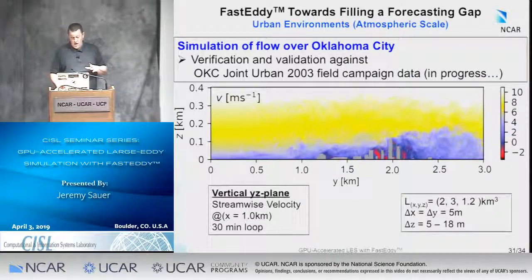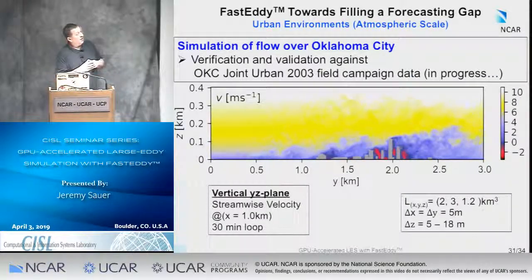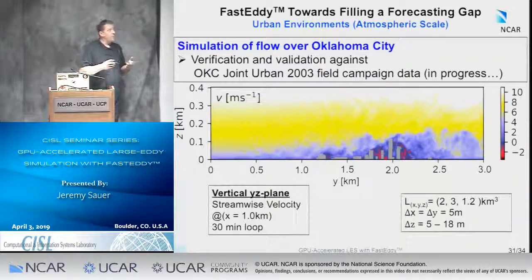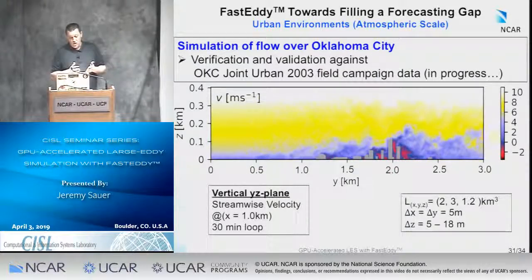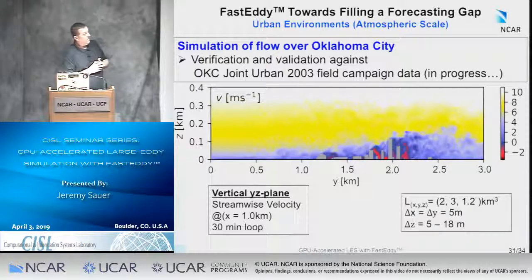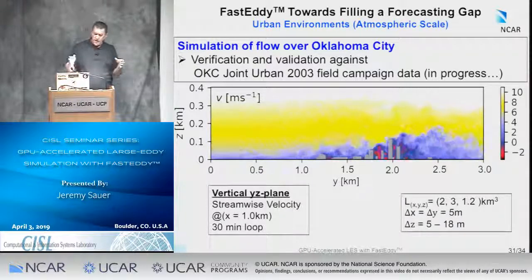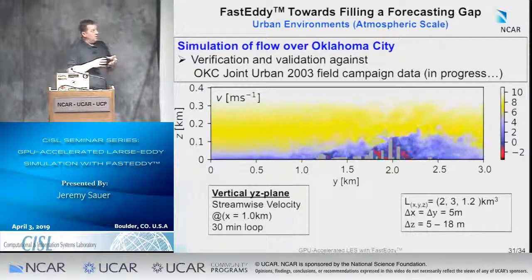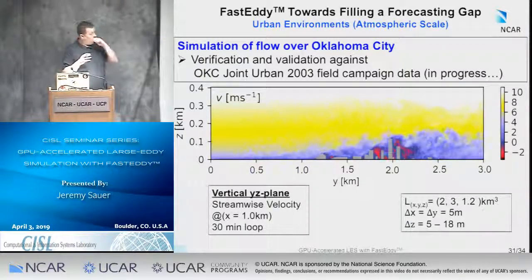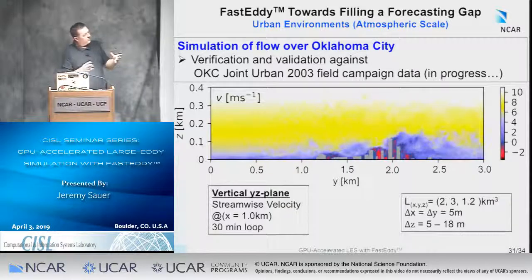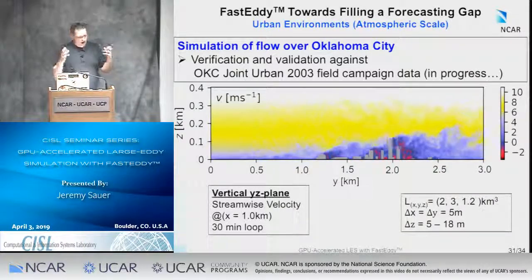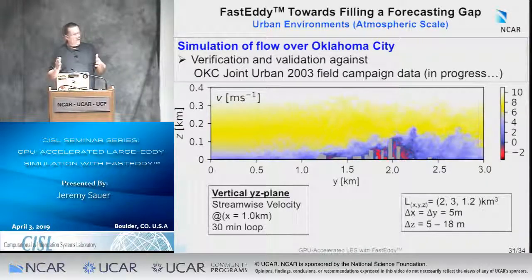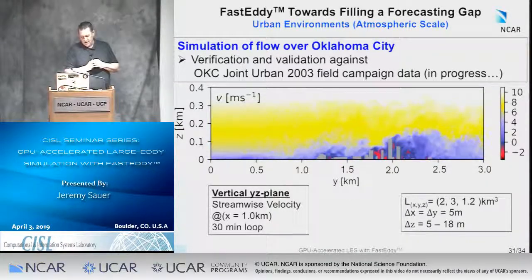Step two is to look at atmospheric scales. There was a field campaign in Oklahoma City called the Joint Urban 2003 Field Campaign. And so we currently have the building morphology data from Oklahoma City, and we're working from the published literature on that field campaign right now to prescribe forcing conditions and do some simulations that we can compare against that field data from that campaign.